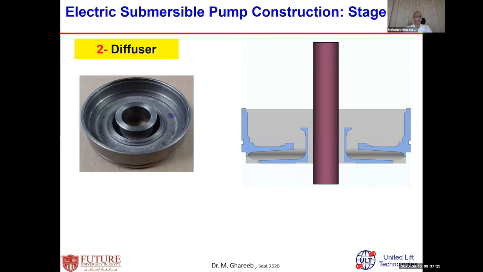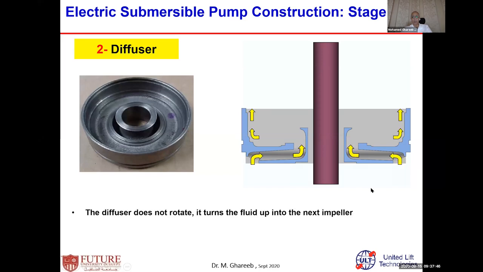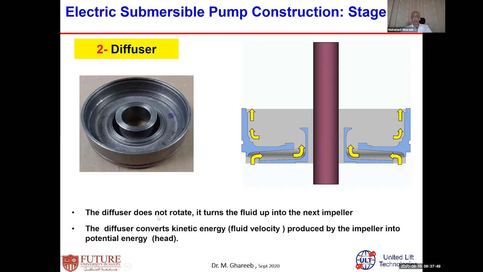What is the diffuser of the pump? This is a cross section of the diffuser. The diffuser is not rotated, it's just connected in certain ways, by washers and nuts, to the system as shown in this picture. The diffuser does not rotate, and it turns the fluid when it comes to the diffuser and sends it to the impeller.